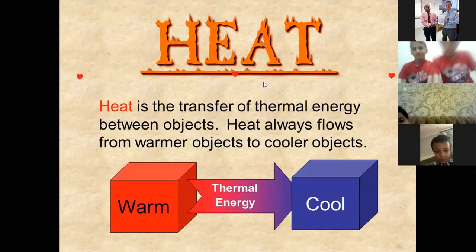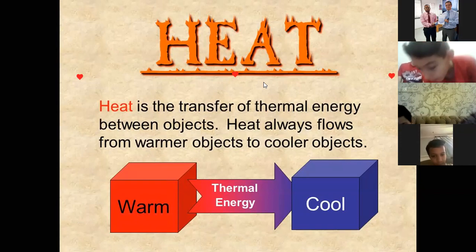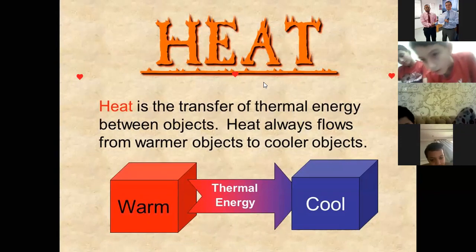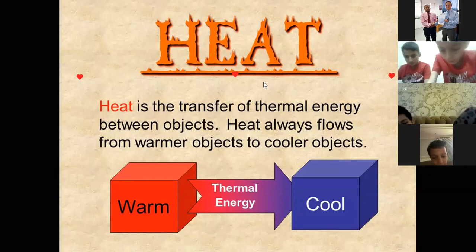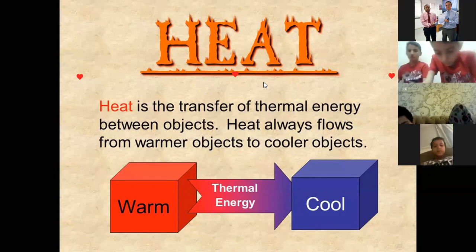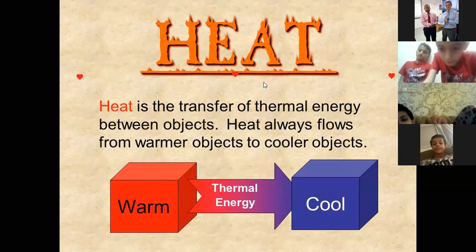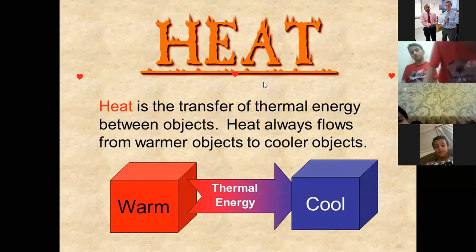Thermal energy transfers from cooler object to warmer object. Is this correct? No. From where to where does thermal energy travel? From warm to cool. Yes. Excellent. Very good. Thank you, Adnan and Badr.